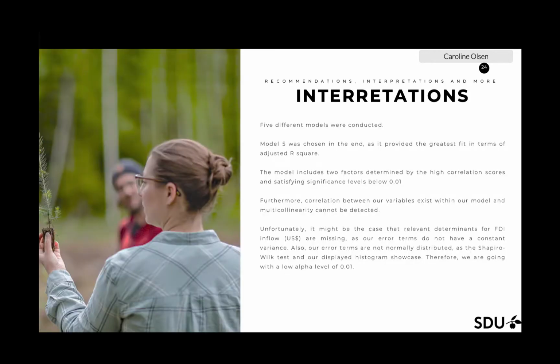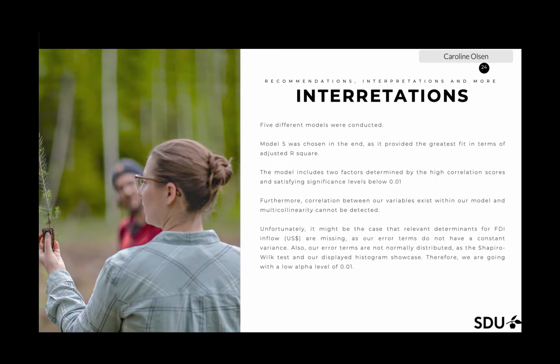So we have created 5 different models, and model 5 had the greatest fit with the highest score regarding the adjusted R-square. The model includes 2 factors, namely economic and entrepreneurship. The 2 factors included in this model were determined by the high correlation scores and the satisfying significance level below 0.01, which indicates that the 2 factors have a significant influence on FDI inflows. Furthermore, we can detect a correlation between our variables and no multicollinearity, which we hoped would be the case.